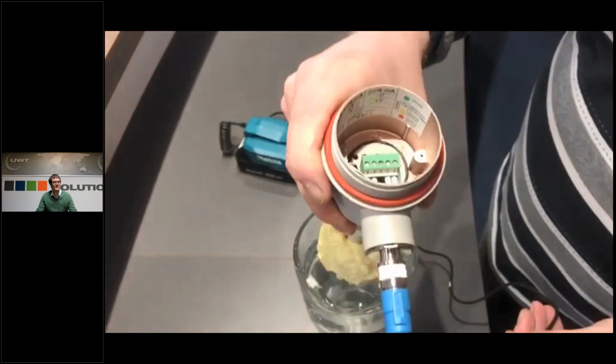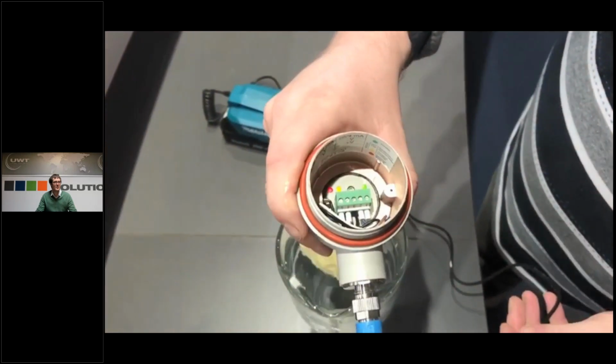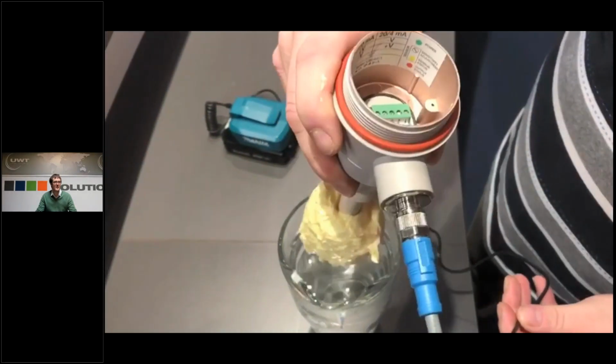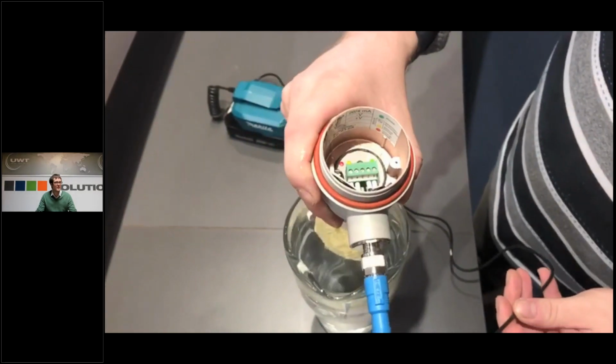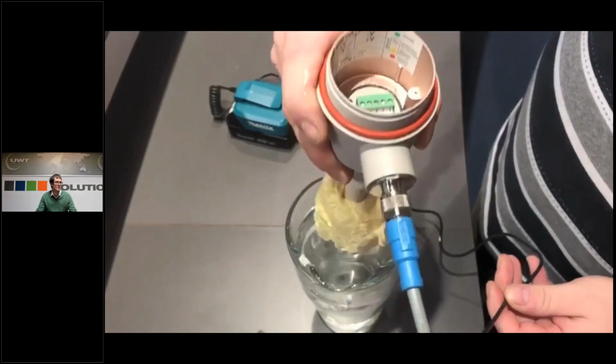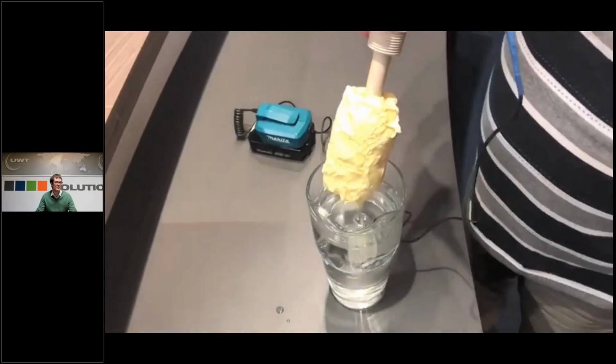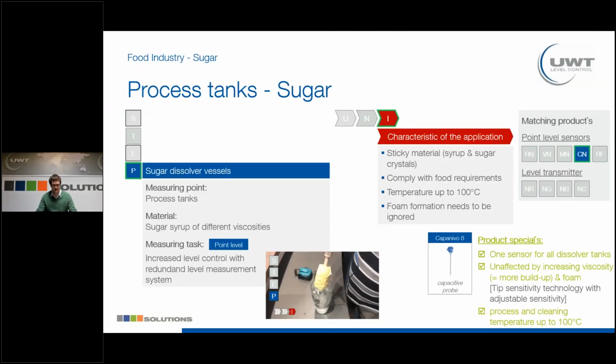and it still stays uncovered. When it comes in contact with the water, it switches again to covered. So you see, even with a huge build-up, the unit is working really reliably due to active shield technology.